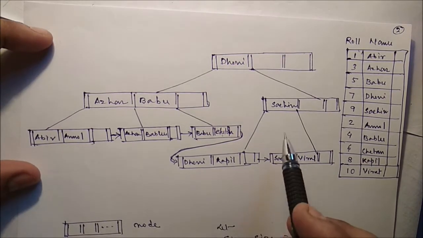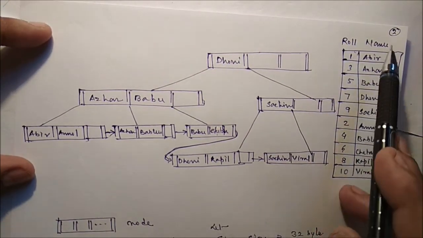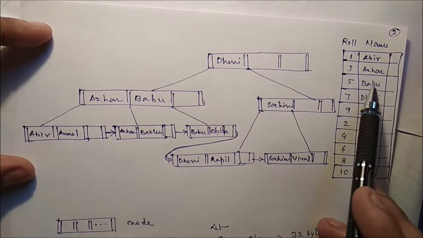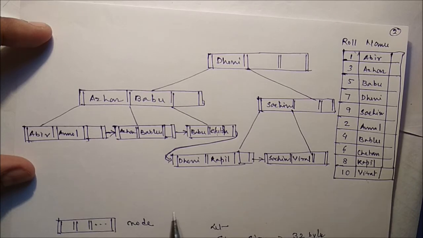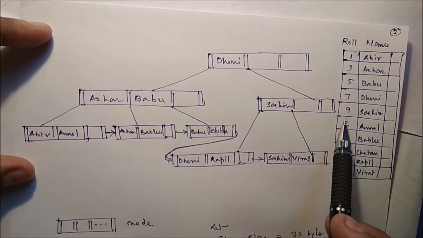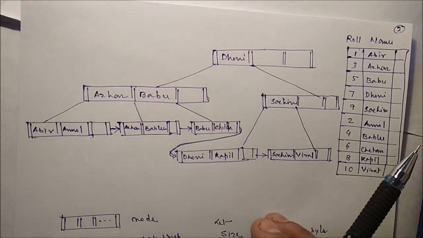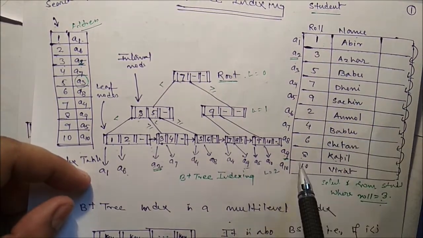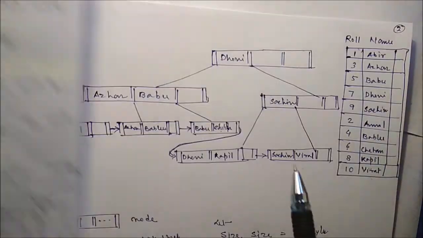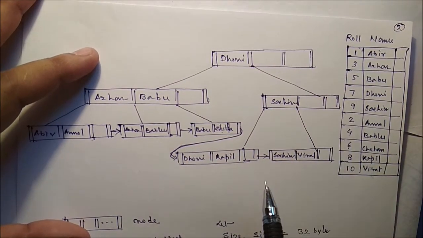Now finally we can see, say this is what our data file, say roll numbers are there and names are there. Say Abir, Ajhar, Babu, Dhoni, Sachin, Anmol, Bablu, Chetan, Kapil and Virat. Now in the previous one we have seen that we have constructed B plus tree for the roll number, for the integer data. Similarly, we can construct B plus tree for the name, for the string data.